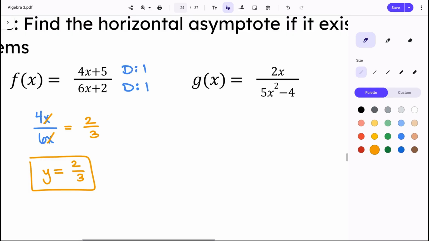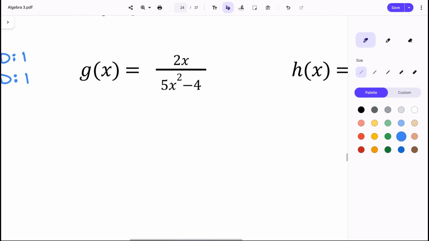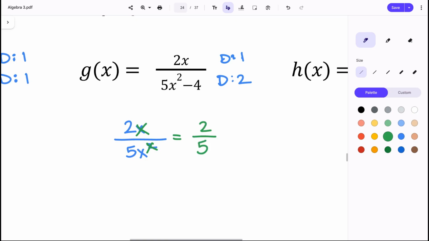Okay, what about the second case? What's the degree on the top? Good, 1. Oh, my pen. The degree on the bottom? 2. So if we set that up, 2x over 5x squared, what happens here? Take out one of the x's, so this one's gone, and the 2 goes away. So what are we left with? 2 over 5x. Okay, what did I say that means for your horizontal asymptote? What did the rule say? 0.